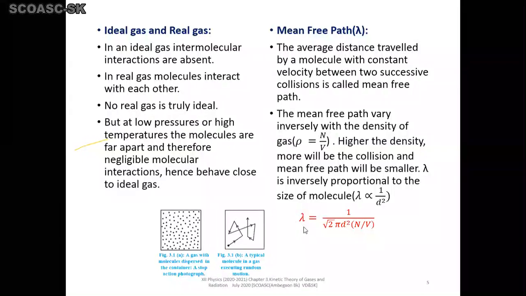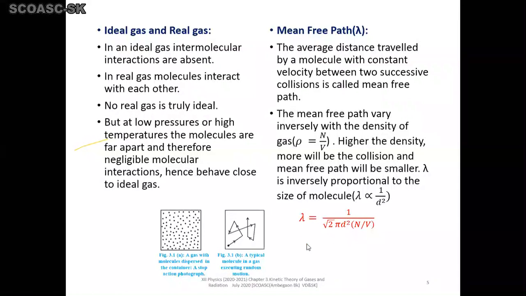Now, how do I write down the mean free path? It is related to your density, and it is related to the size of the molecule, right? It is inversely related to d square, and it is inversely related to the density, that is rho. So if I put this down, this is your proportionality constant, size of molecule. When I say size of molecule, this d is nothing but the diameter that I have considered. So we are going to have it as root 2 pi d square n by v, right? This is the formula for your mean free path.